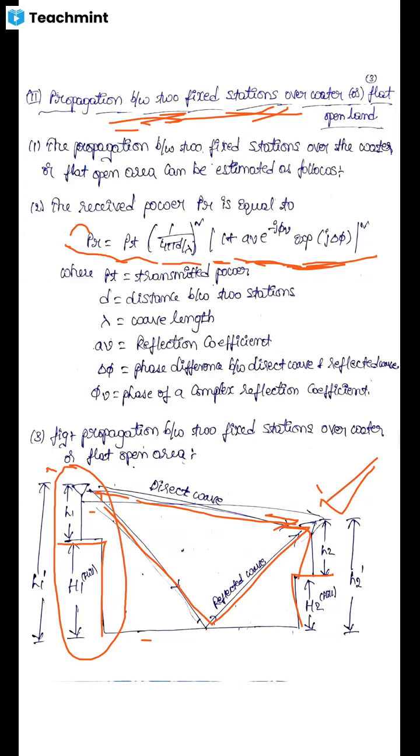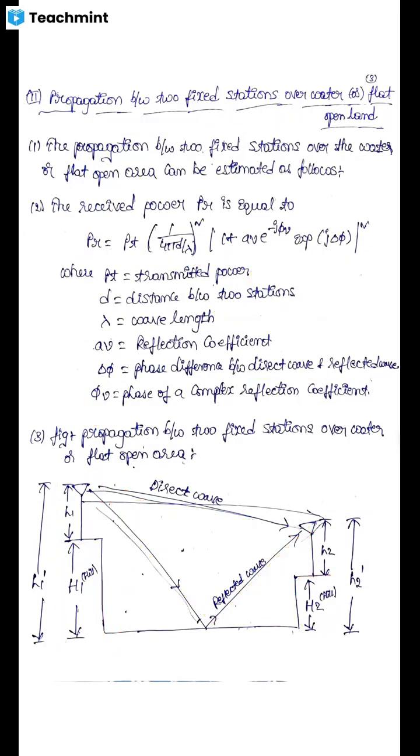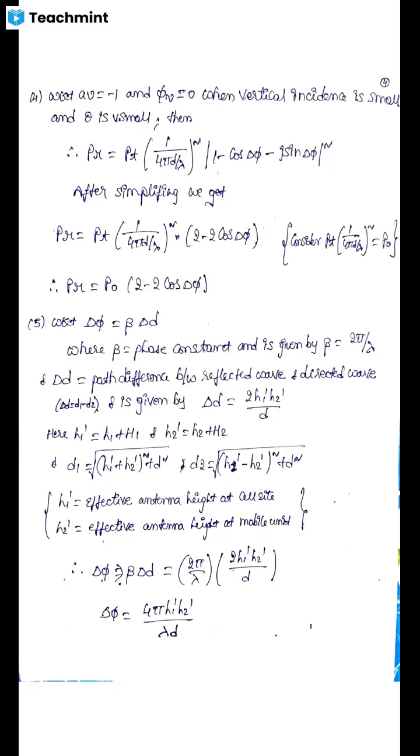In this expression, PT is the transmitted power, d is the distance between two stations, lambda is the wavelength, and AV is the reflection coefficient. The reflection coefficient is taken as -1 for mobile communication, we know that. So AV is -1, and del phi is the phase difference between direct wave and reflected wave. So we have two waves here, a direct wave and a reflected wave. The phase difference between these two waves is given by del phi, and phi V is the phase of a complex reflection coefficient. So from this equation, I will substitute reflection coefficient AV equal to -1.